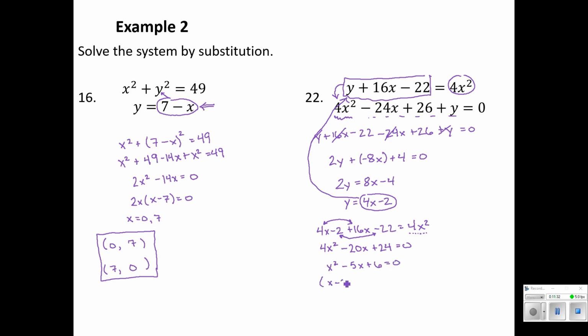So I've got x minus 2, x minus 3, and I find my x values could equal positive 2 or positive 3. Well, let's see what the y values are. We've got a nice place to substitute those. So I've got the point 2 comma something and the point 3 comma something. If I plug in that 2, y equals 8 minus 2, 6. And if I plug in my 3, y equals 12 minus 2, 10.